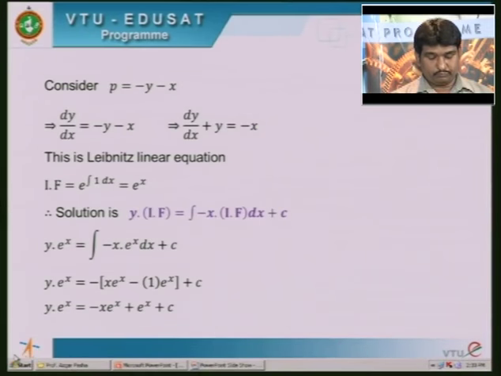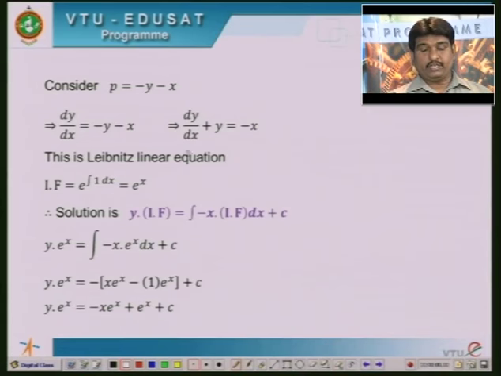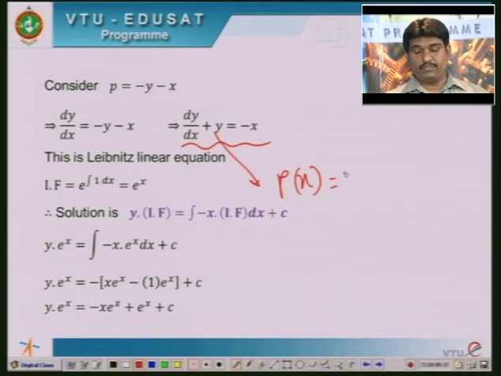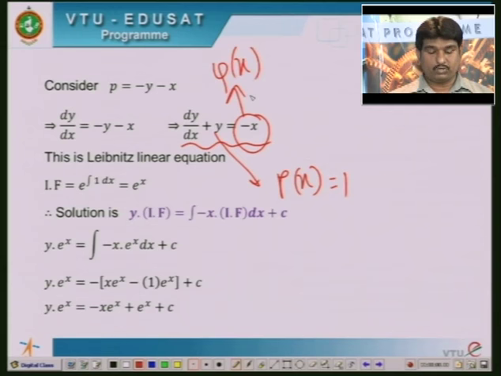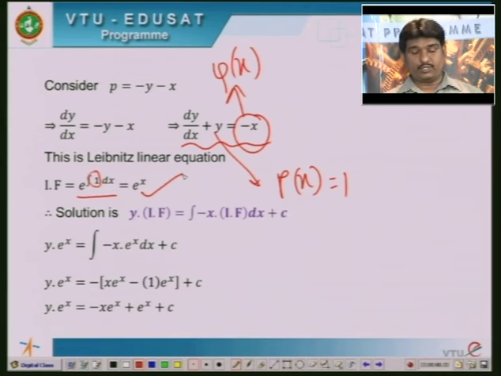Now you can see here dy by dx plus y equals minus x. P of x is the coefficient of y, which is 1, and this part is q of x. So this is a Leibniz linear equation. Integrating factor is e to the power of integral of p dx. P is 1, so integration of 1 dx is x, giving e to the power of x.